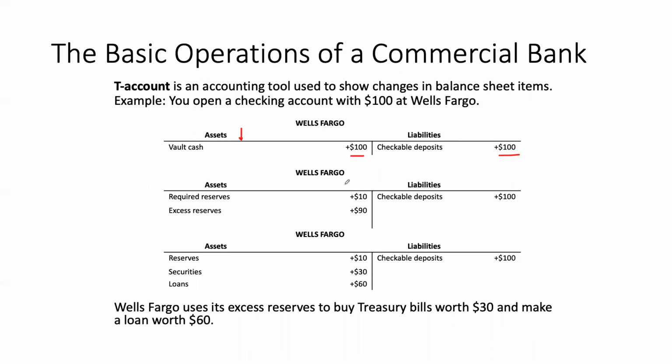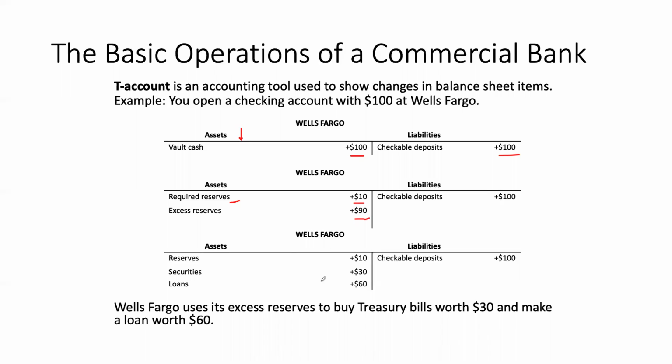They can just hold their reserve requirements. So suppose the reserve requirement is 10% of the outstanding checkable deposits. So the required reserves are $10. So Wells Fargo is obligated to keep at least $10 in the bank, and the rest it can do whatever it wants, right? So excess reserves of $90, liabilities is still $100 of checkable deposits.